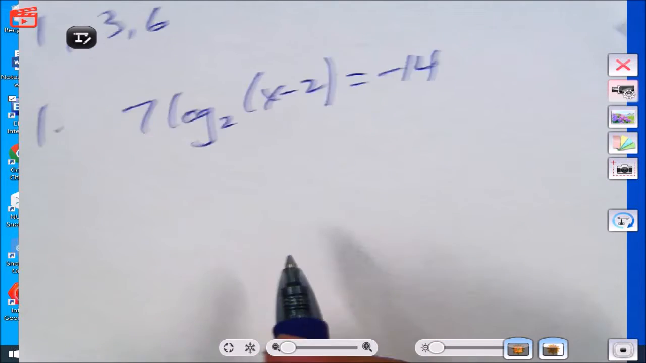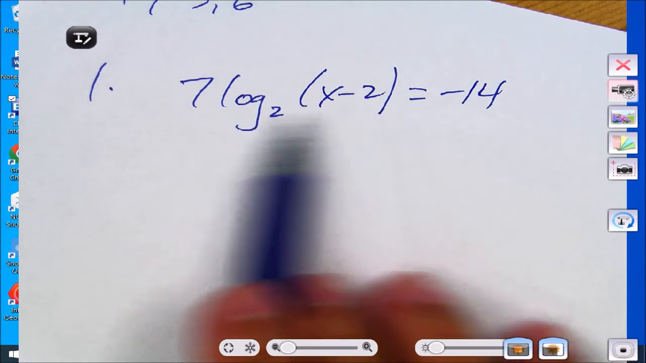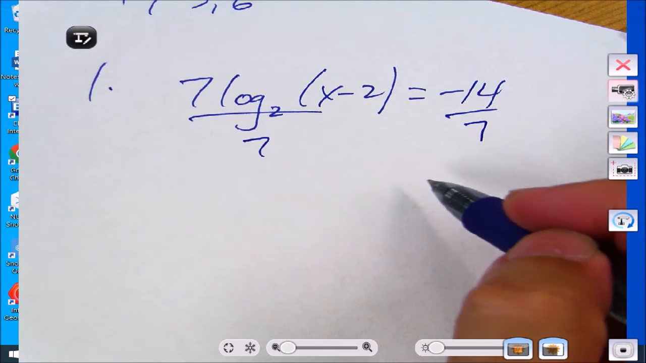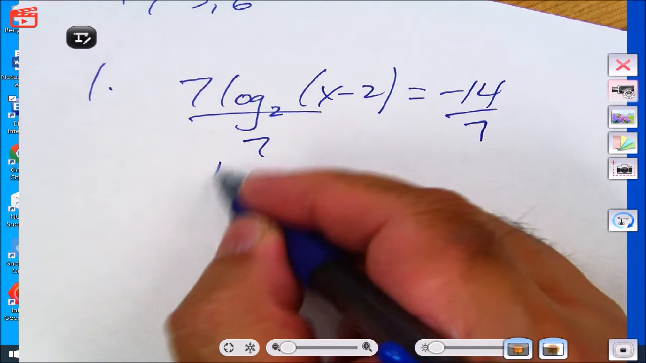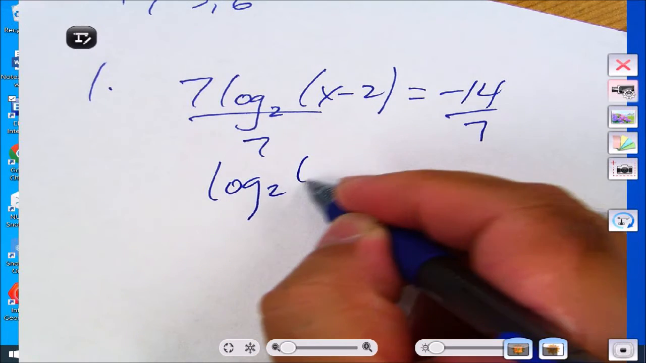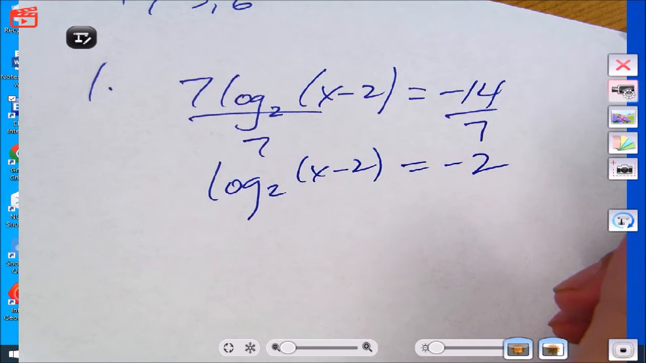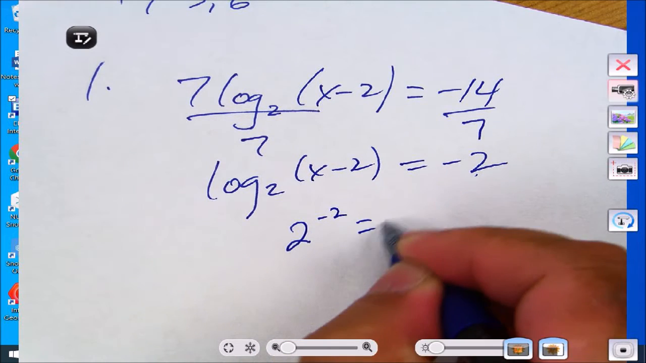Okay, so whenever you do these problems, you want to isolate the log. So I'm going to divide by 7 first. This is number 1 from the homework. Make sure you have the answers to at least these 3 problems. All right, now you're going to do 2 to the negative 2 equals x minus 2.